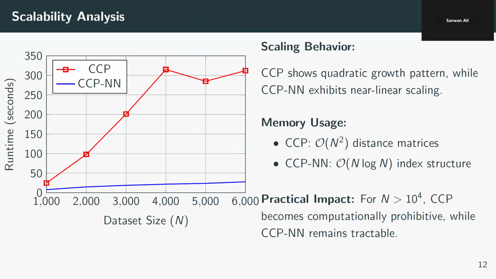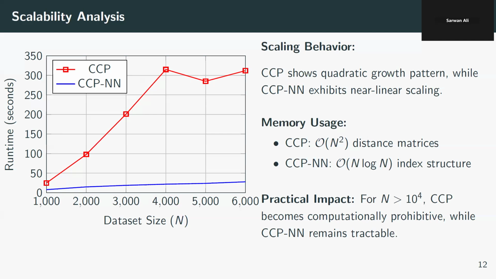So let's look at the scalability in practice. This graph on this slide shows the runtime versus the dataset size for both methods, the original CCP and the nearest neighbor based CCP, which we are proposing. You can clearly see the quadratic growth pattern for the CCP as the dataset size increases. The runtime grows rapidly. By contrast, the CCP-NN exhibits near linear scaling behavior.